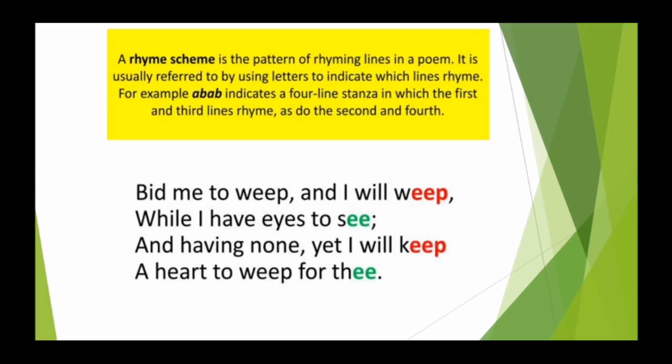Now in the third line, the last word is keep, which rhymes with the word weep. So the third line will be A. And in the last line the last word is thee, which rhymes with see. So B. So the rhyme scheme of this poem is also AB, AB. Now come to the next poem.